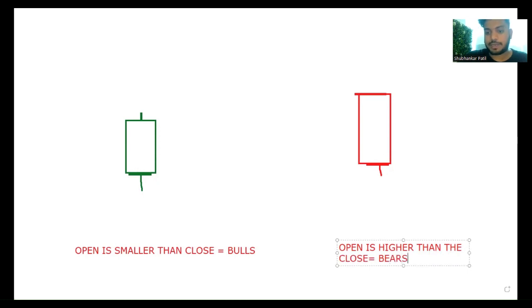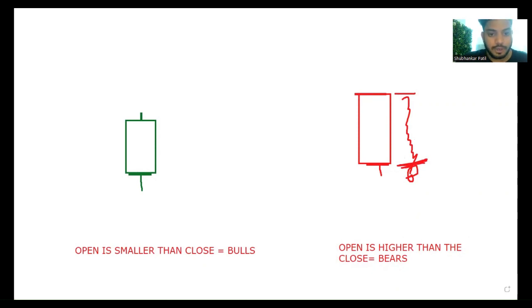Who is in control over here? Bears. What did the bear do throughout this day? What happened? The market opened over here. They pushed the prices lower till this level, and then finally a small recovery came, and this is where the market closed. So who is in control over here? The bears. They are pushing the price lower in the market.